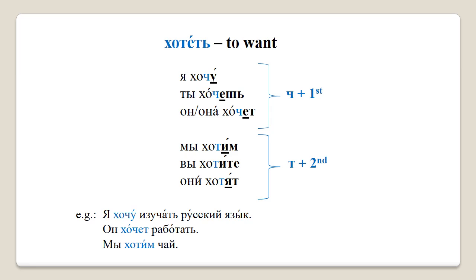Let's have a look at some examples at the bottom. Я хочу изучать русский язык. I want to study Russian language. Он хочет работать. He wants to work. Мы хотим чай. We want tea.